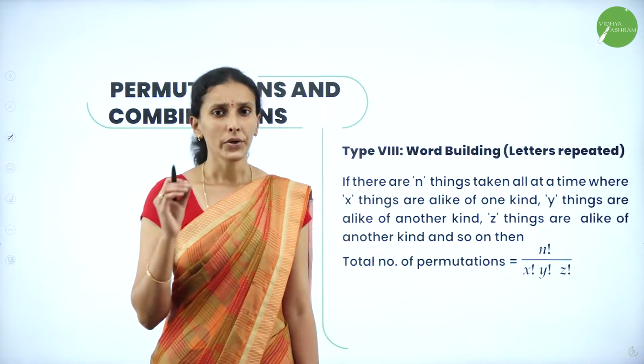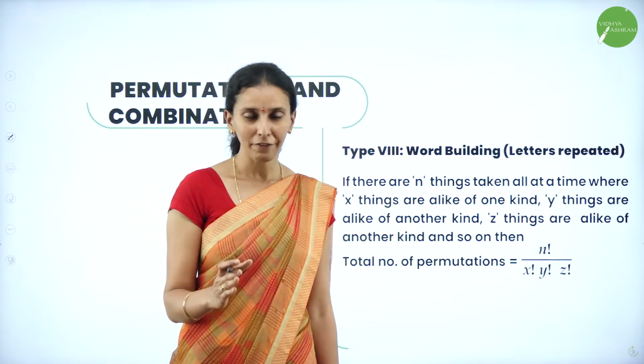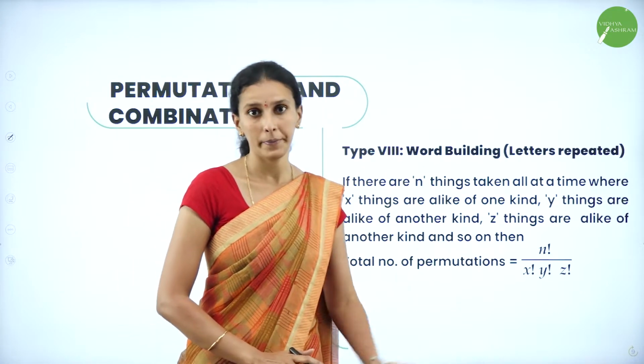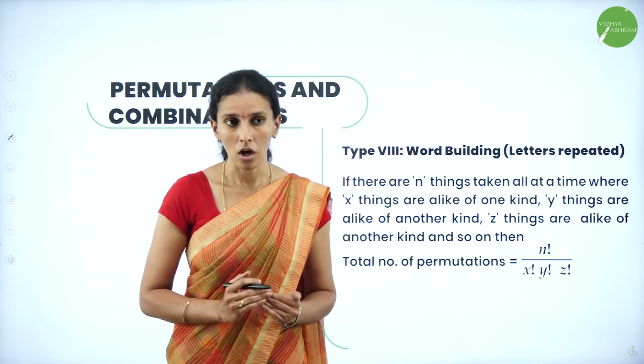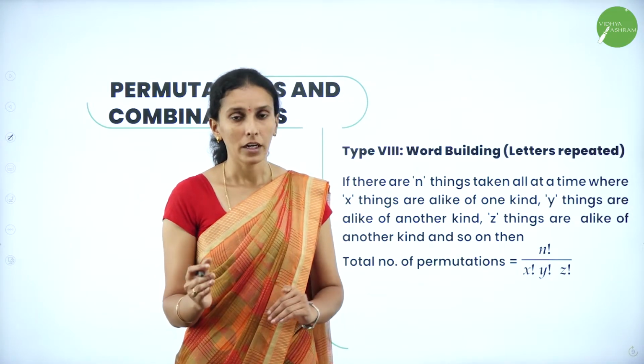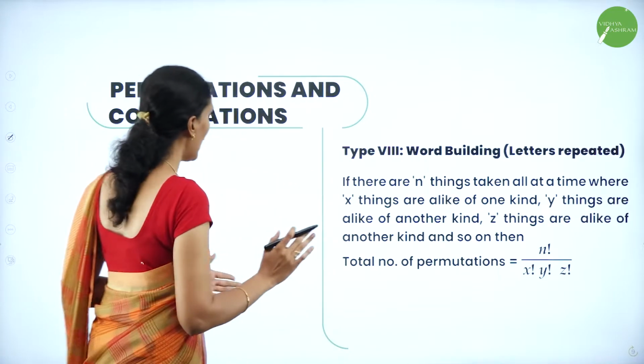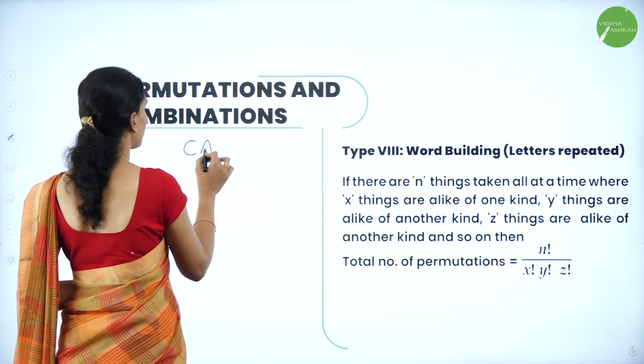Next. So in the previous examples, we have learned how the letters can be arranged when the letters are not repeated. But now we'll come across whenever the letter is repeated, what happens to the total number of permutations. For example, I'll give you a word carom.